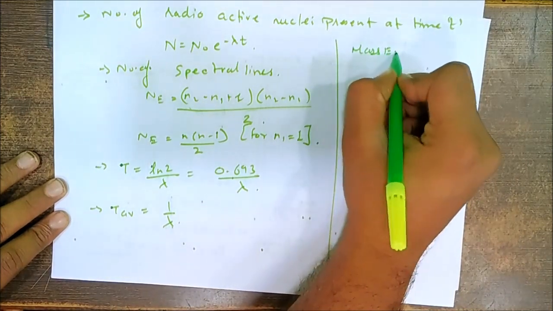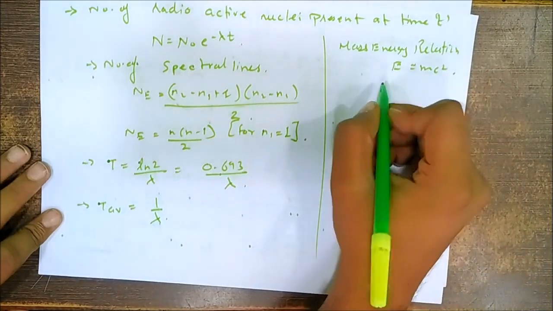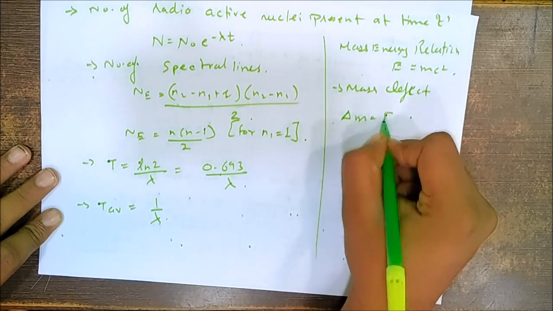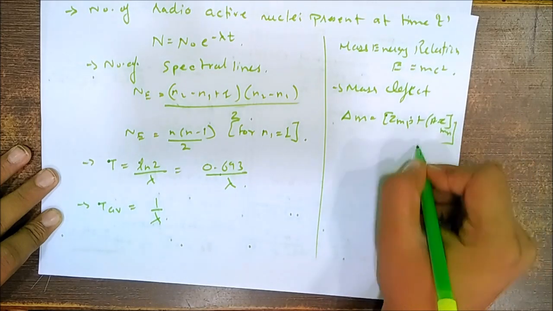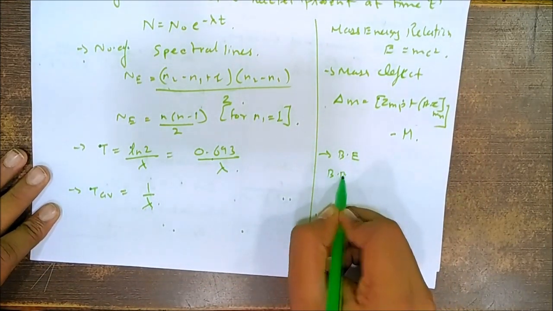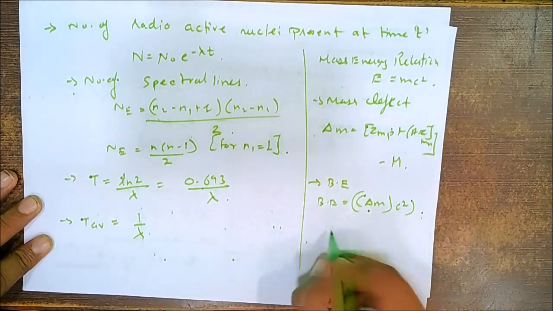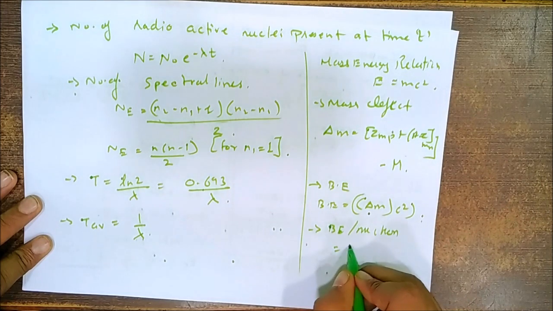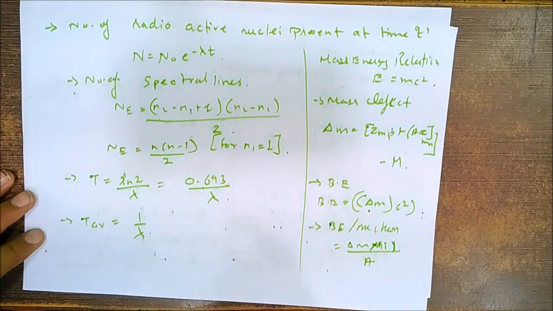Mass energy relation, we all know this equation, E is equal to mc square. The next is mass defect, that is delta m is equal to [Z mp plus (A minus Z) mn], the whole, minus M, and the last is binding energy, that is equal to delta m c square. So these are the important formulas, and the last formula is binding energy per nucleon. So binding energy per nucleon will be given as delta m into 931 upon A. Now we'll deal with the shortcuts and synopsis.